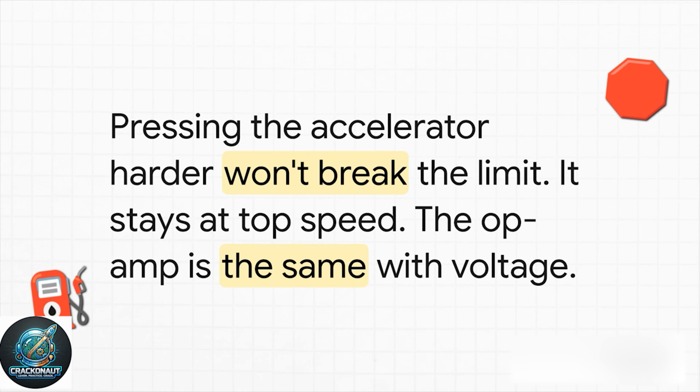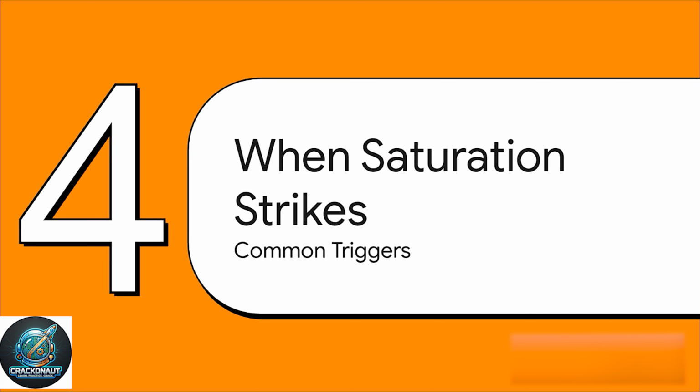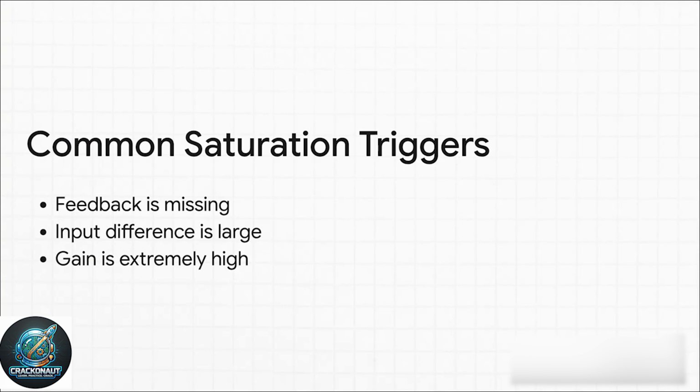Well, an op-amp does the exact same thing, but with voltage. It hits its power supply rail, that's its top speed, and it just stays there. That's it. It's saturated. Okay, so we've got the why down. Now let's talk about the when. What are the common scenarios that actually push an op-amp into saturation? The stuff you'll see in the lab or for sure on an exam. So, what are the red flags to watch out for?